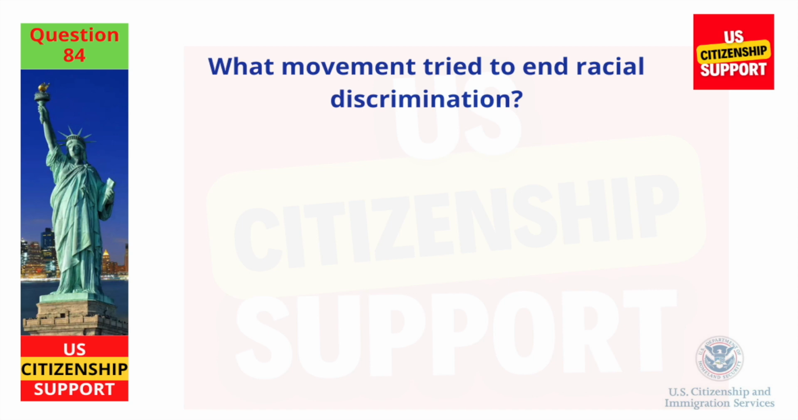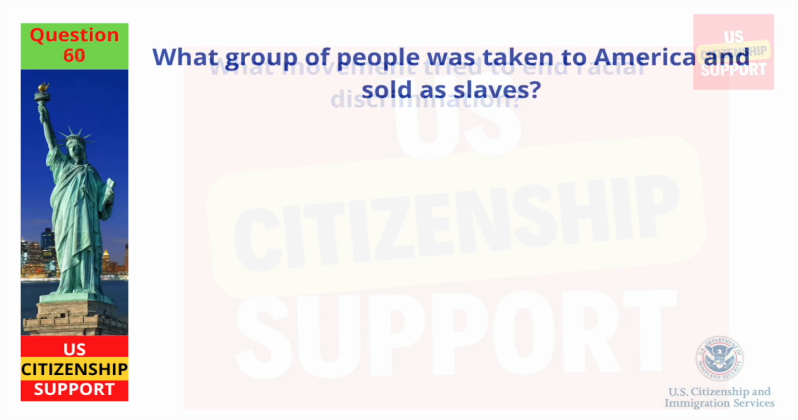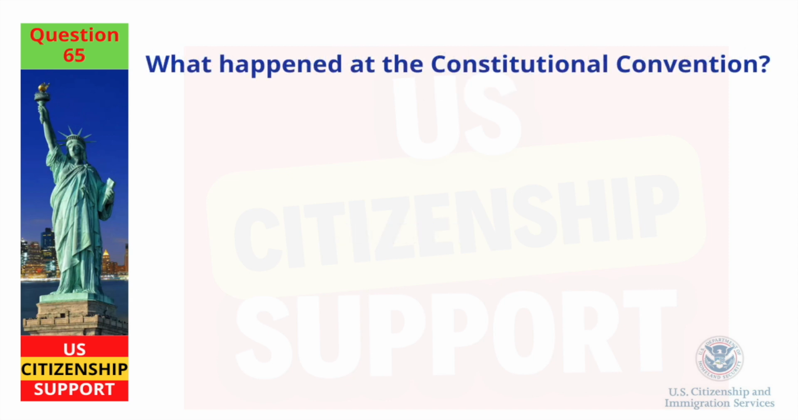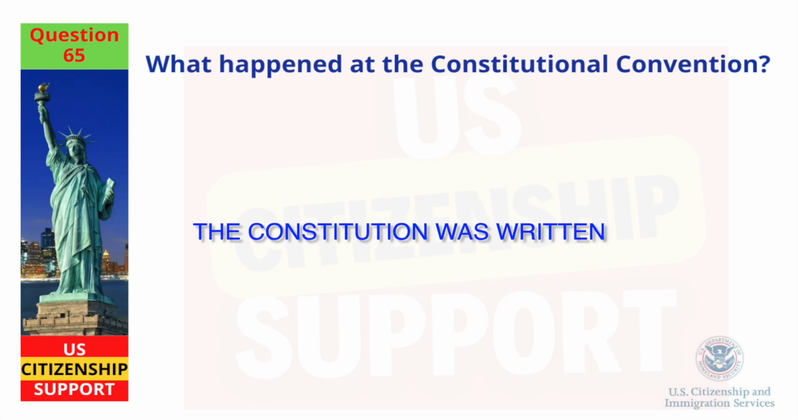What movement tried to end racial discrimination? Civil rights movement. What group of people was taken to America and sold as slaves? Africans. What happened at the Constitutional Convention? The Constitution was written.